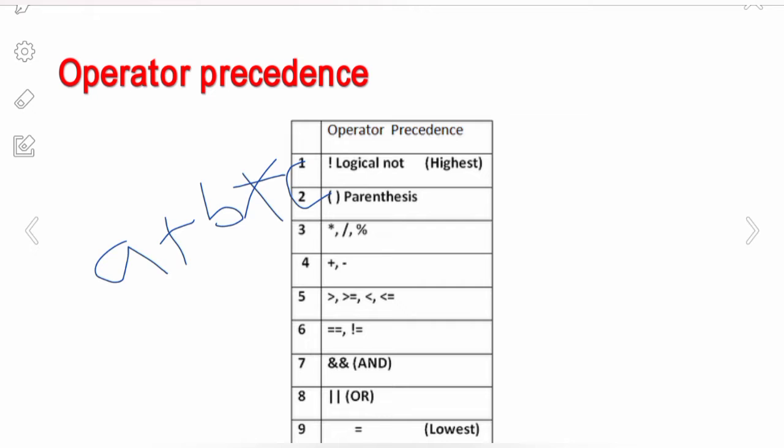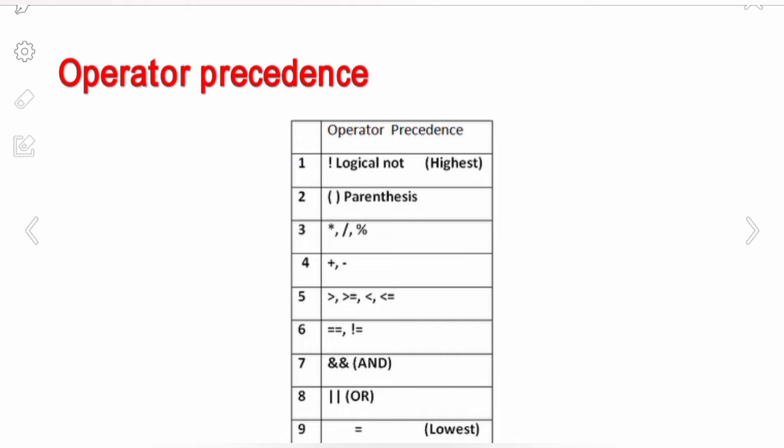Normally the multiplication and division operations have more priority than the addition operation. So first the multiplication operation will be done, then the result will be added with a. So here multiplication has higher priority than the addition operation.